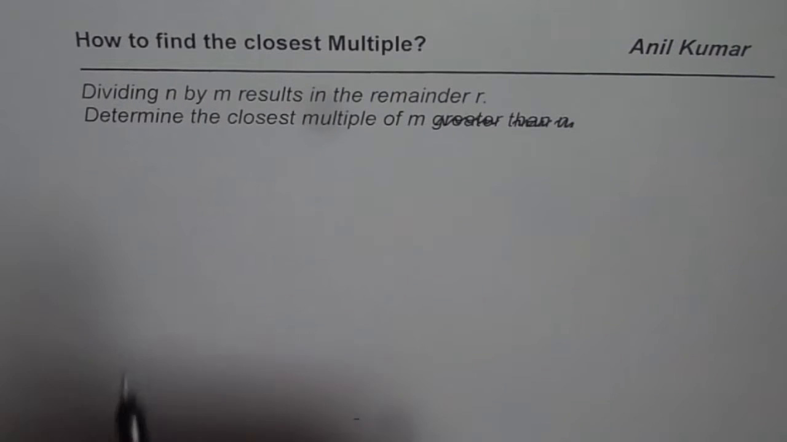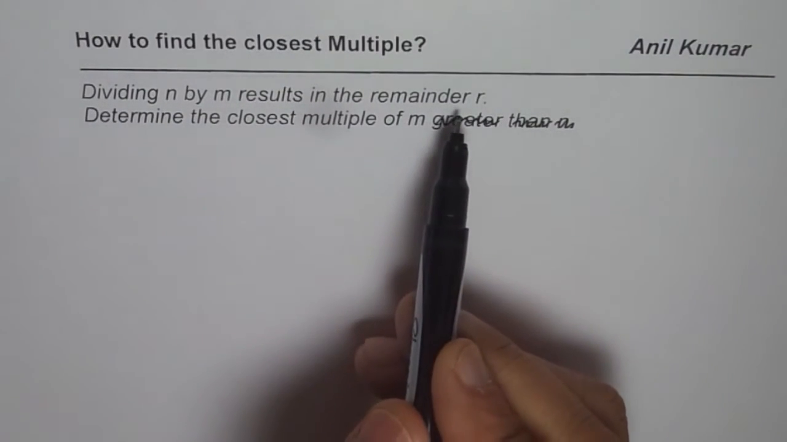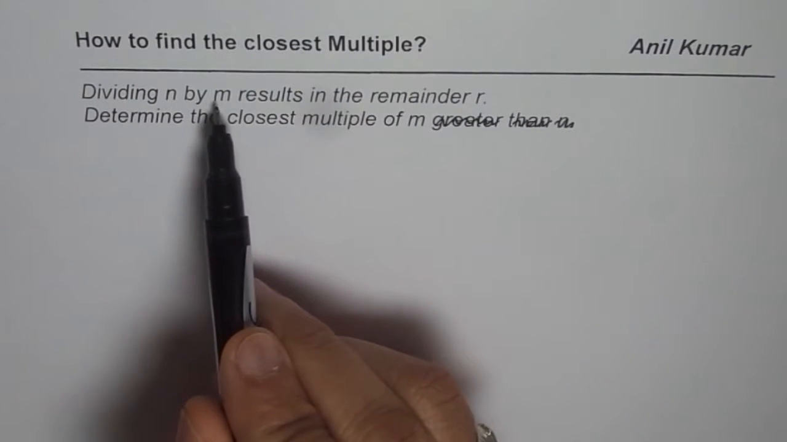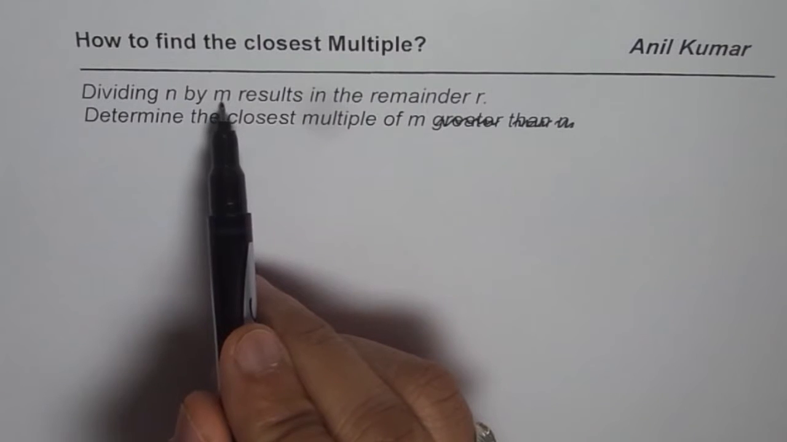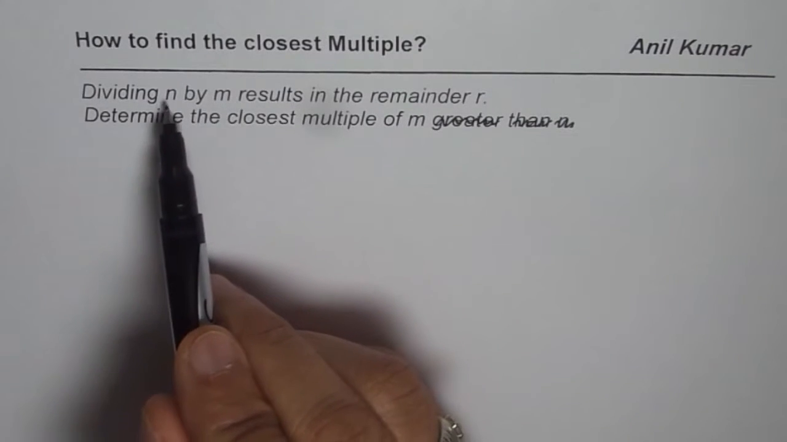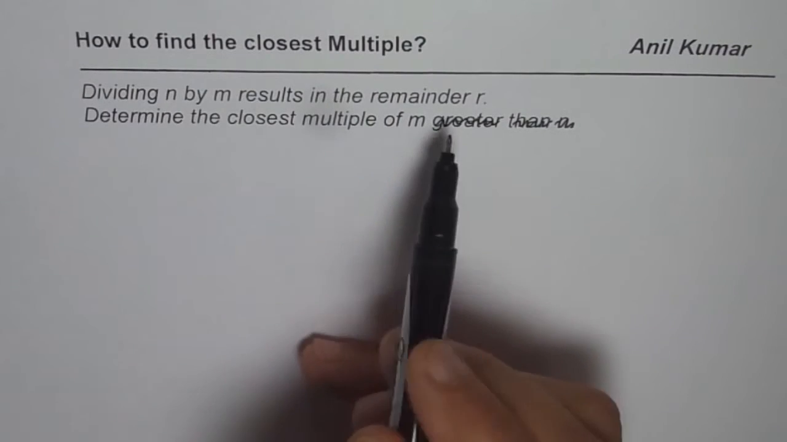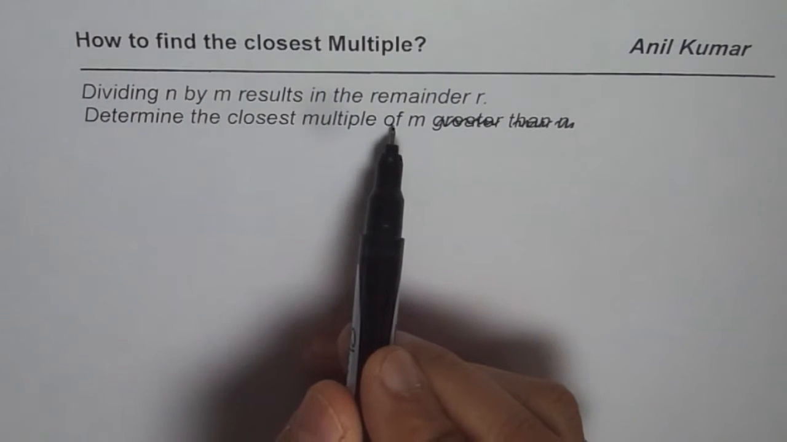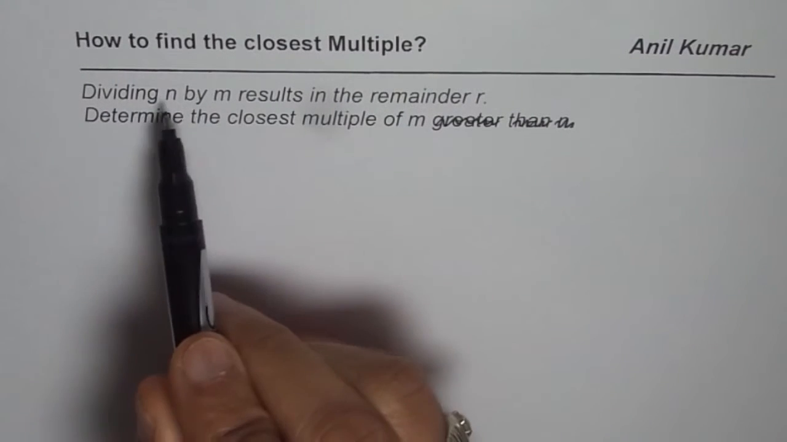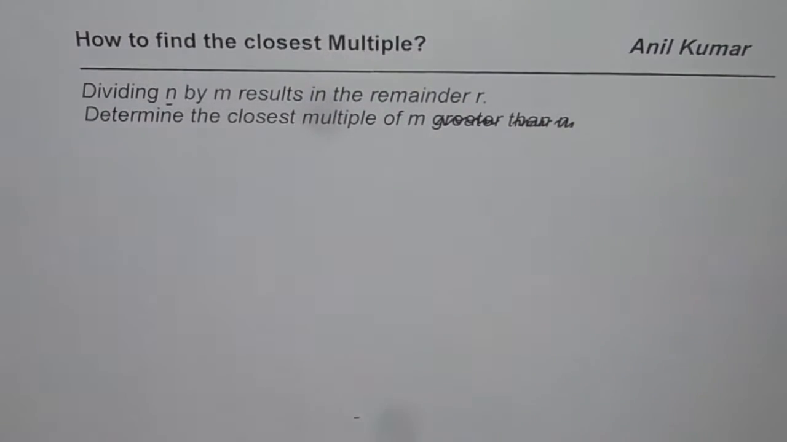The question here is: dividing n by m results in the remainder r. That means n is not a multiple of m. But what we need to find is the multiple of m closest to n. That is the question, right? I had not typed it properly, so I've erased a part of it. But the question is to determine the multiple of m closest to n. So I hope you understand and appreciate what we're trying to do. So that is the question.